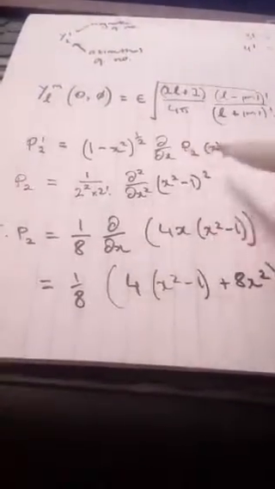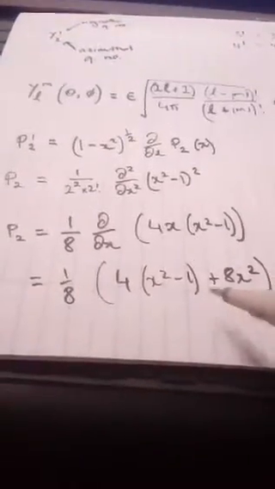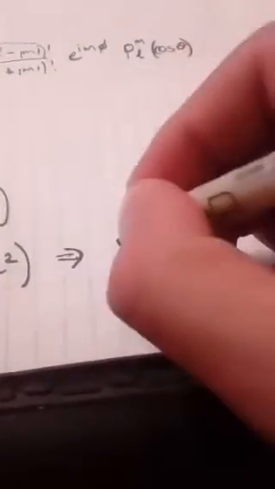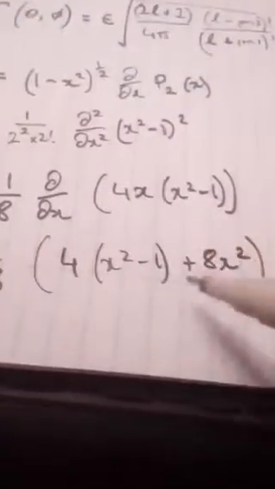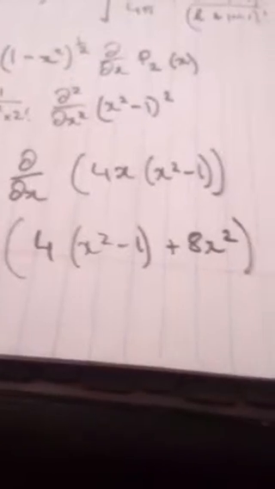So this thing goes into this, but we want the derivative of that. So now we have to get the derivative of this. That implies that the derivative of P_2 equals the derivative of this. So the derivative of this is what? It's going to be 8x plus 16x. What's 8x plus 16x? 24x. And then 1 over 8 of 24 is 3. So it's going to be 3x.